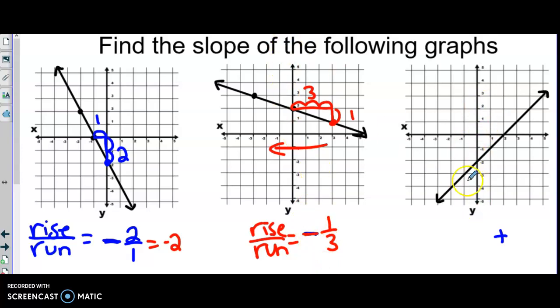All right, and then let's look at the last one. Again, we have a graph, so we're going to use rise over run. We've already said it's going uphill, so we know our slope is positive. Now, if you look at this one, it doesn't give you points, but that's okay. All you have to do is find a spot where it crosses the grid.